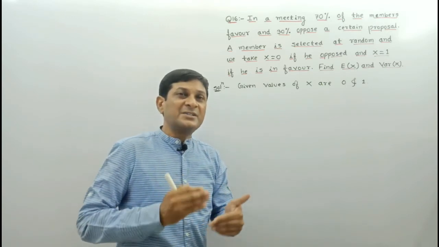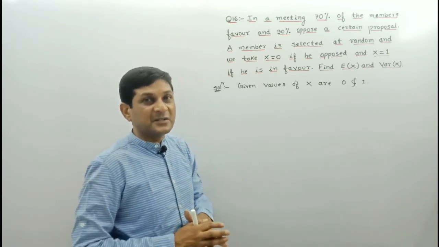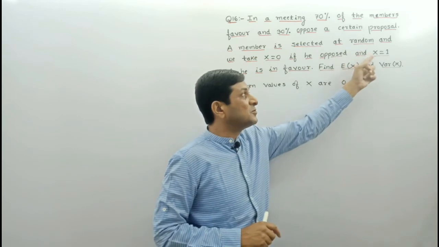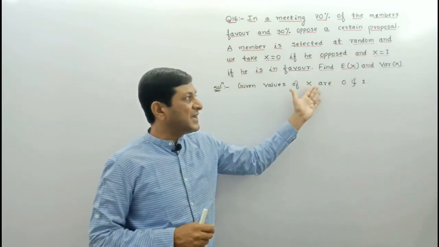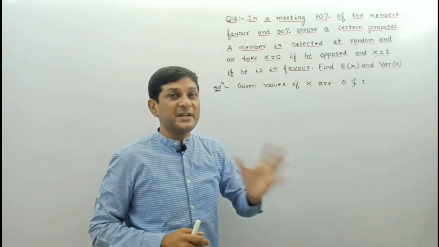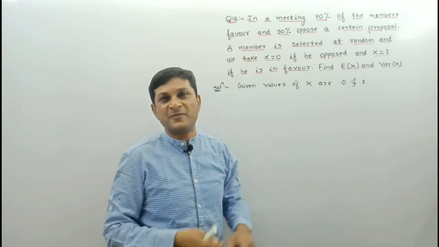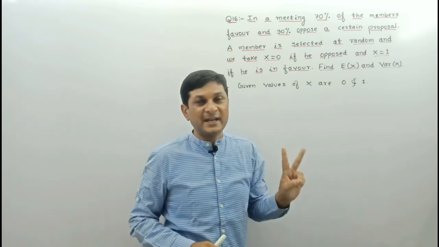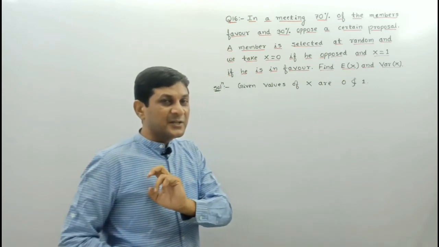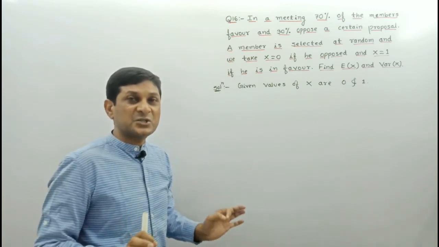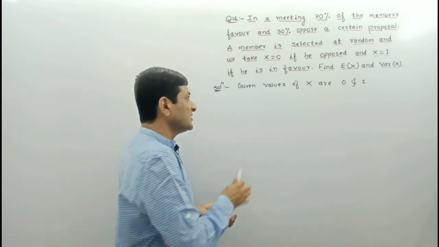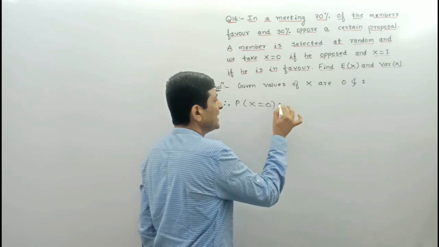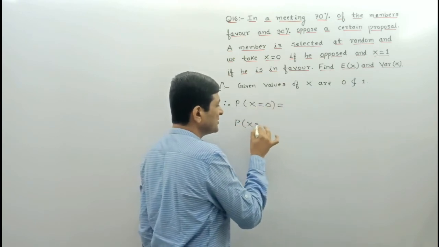Means x is already defined and they have given two possible values of x. Which are the two possible values of x? x equal to 0 and x equal to 1. So the given values of x are 0 and 1. It is already given in our example that the random variable has two values, 0 and 1. How many values of the random variable are given in the example? Two values, 0 and 1. So now using the condition in the example, let us find their corresponding probabilities. Therefore we are finding the probability when x is equal to 0 and the probability when x is equal to what? 1.